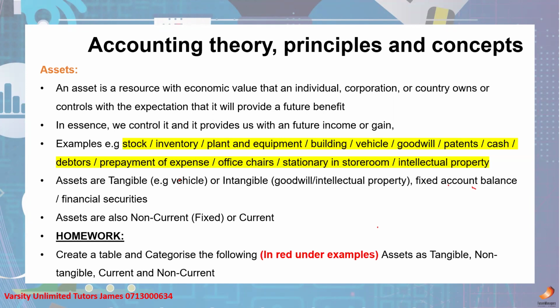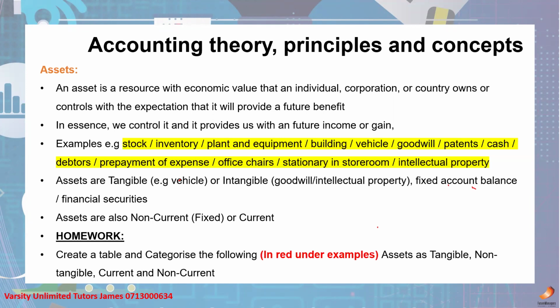Then an asset can either be fixed or current. When I say fixed asset, most textbooks will use the word non-current assets. When we're saying an asset is fixed, or a non-current asset, we are saying that it is a long-term asset. For example, if you buy a building as a business, you expect to use that building maybe for the next 20 years. So that's a long-term asset. If you buy a car as a business, you expect to use that car for the next maybe 5 years. So that is a long-term asset.